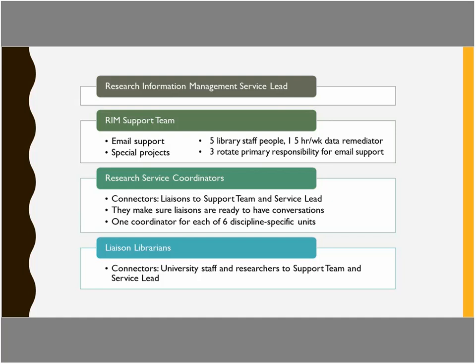And then we have a set of librarians called the Research Service Coordinators. They're liaison librarians who support different kinds of research services, including Experts at Minnesota. There's one in each of the 6 discipline-specific units that we have in our library. And they keep everything coordinated. They make sure liaisons are ready to have conversations about different kinds of research services. And then, of course, our liaisons I've mentioned, they are the connectors to everything else.